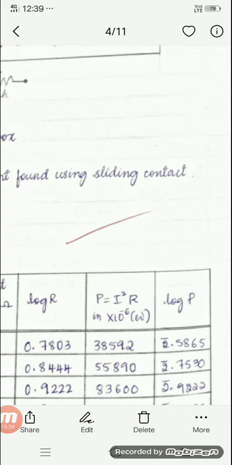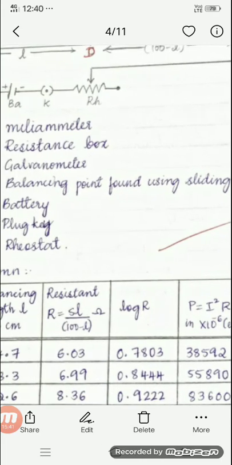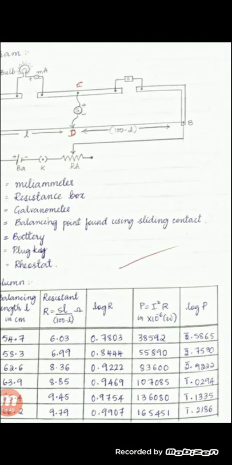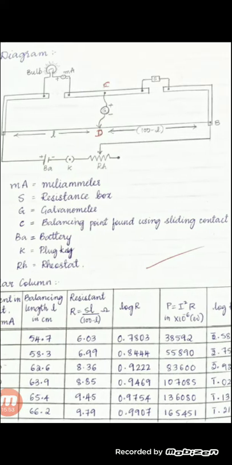Corresponding next, you are going to take the log of the power value. This is how you are going to calculate the tabular column: the current in the circuit, balancing length, resistance, log R value and power. By using power you are going to take the log P value. Okay, this is the first one.